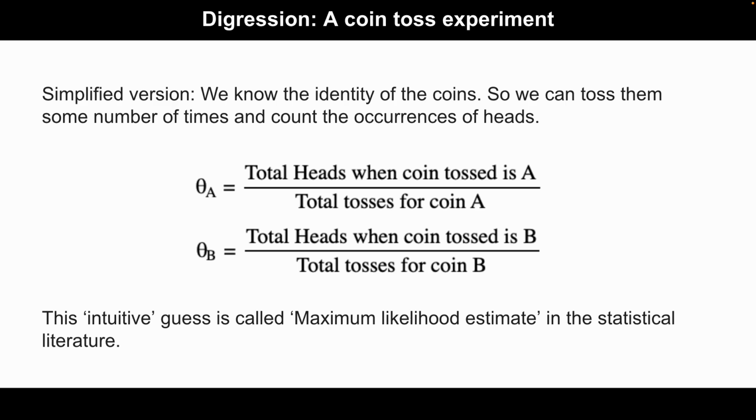You can do the same thing for two coin tosses because I told you that before giving the coin that this is A and this is B. You can repeat the same experiment and calculate what is theta A and theta B. And this intuitive guess, which all of you did right now, is what's called maximum likelihood estimator.